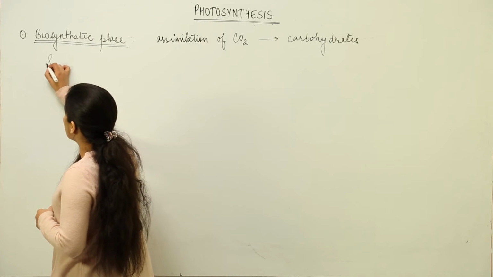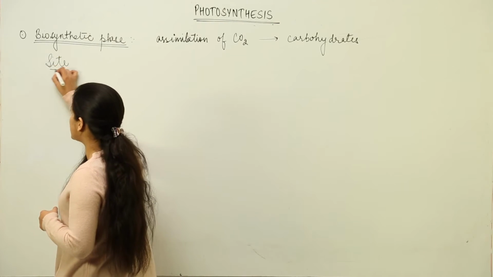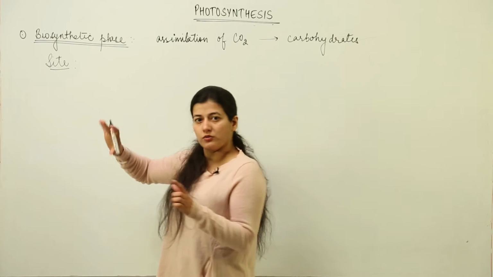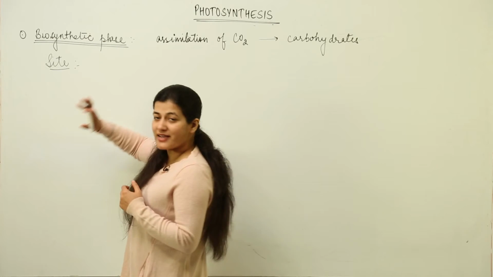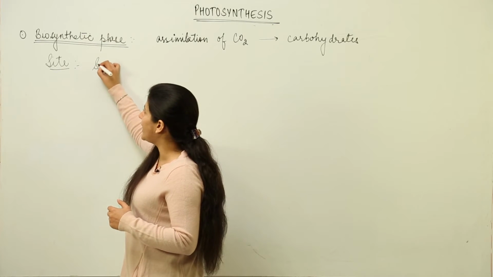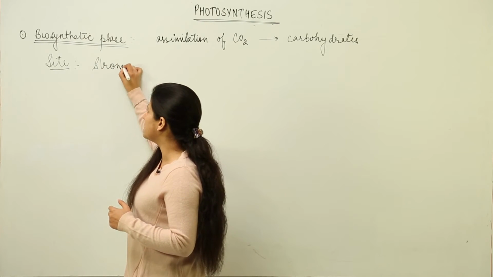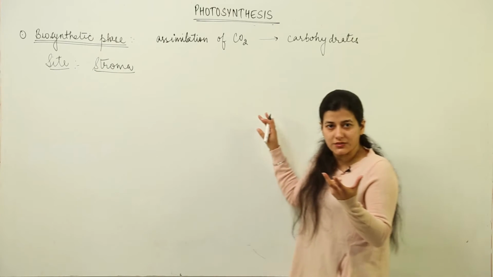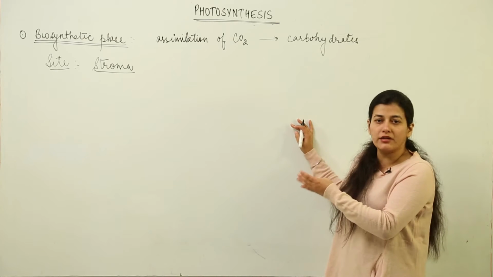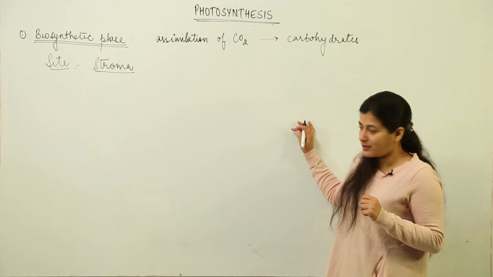The second thing is, what would be the site of this biosynthetic phase? The site would be the chloroplast, of course. That's why we studied the chloroplast in so much detail. But inside the chloroplast, instead of the thylakoids, the main site of action would now be the stroma. The matrix, as we call it, is where this assimilation of CO2 would take place.